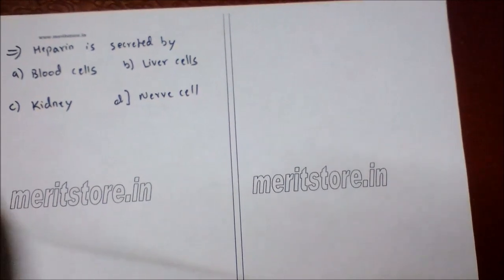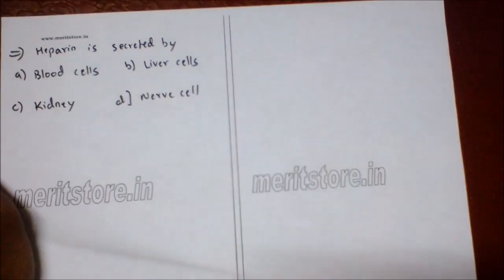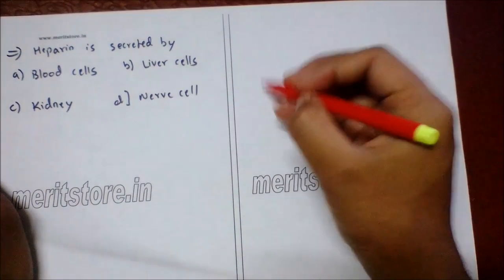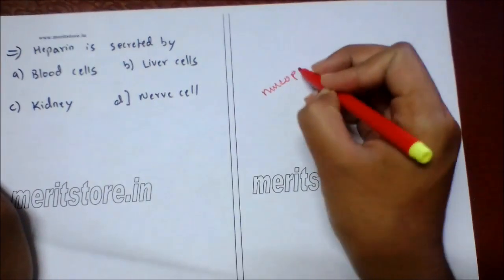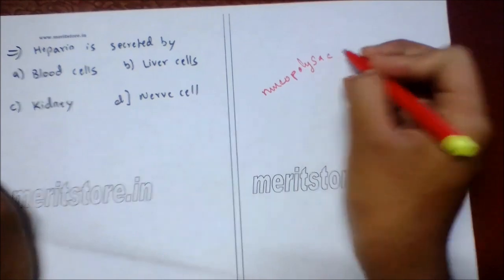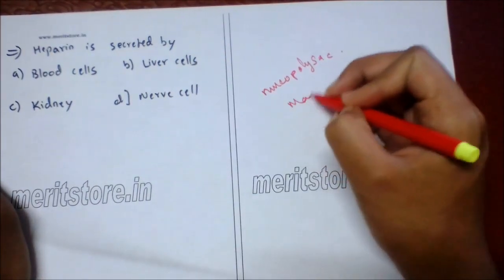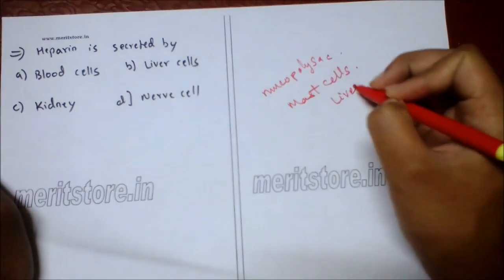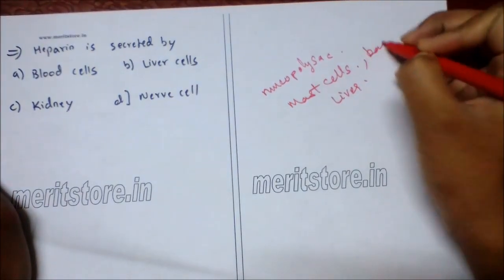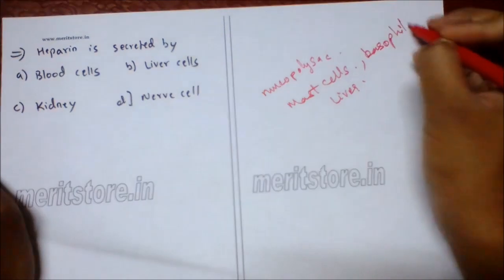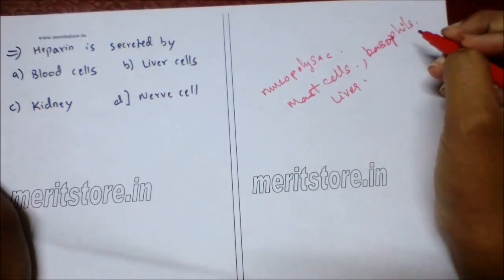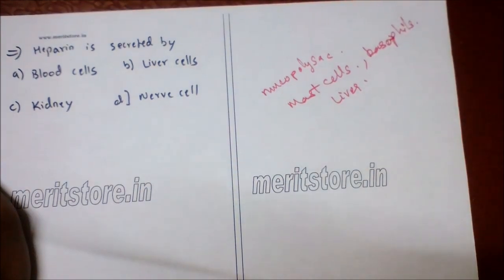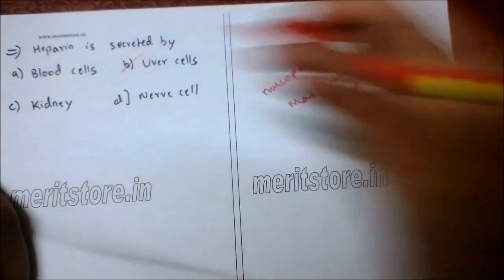Heparin is secreted by A, blood vessel, B, liver cell, C, kidney, D, nerve cell. So heparin is a mucopolysaccharide. It is secreted by mast cells of the liver and basophil cells of the blood. It causes vasodilation. So option B is the correct answer.